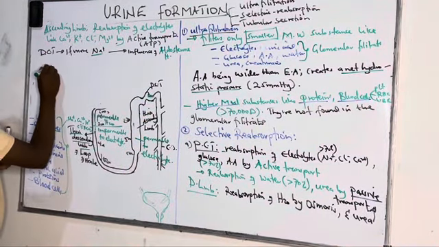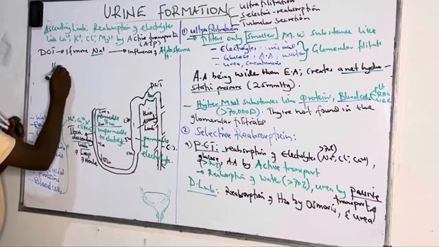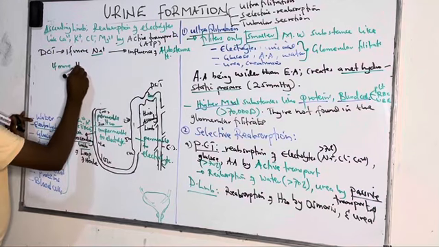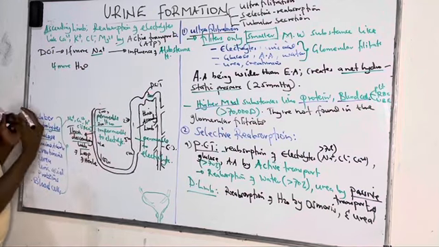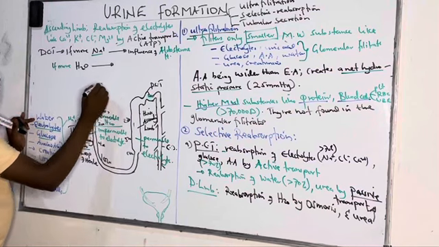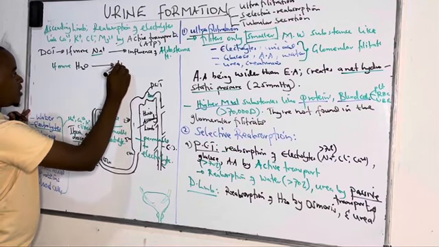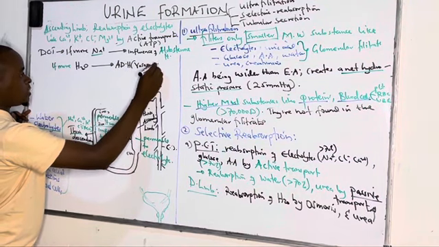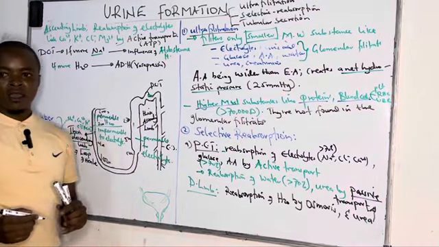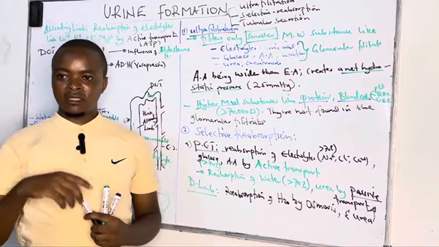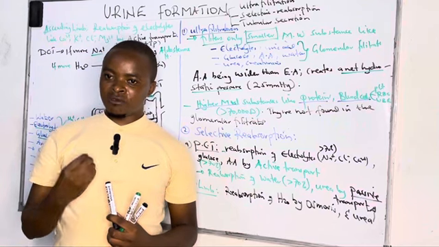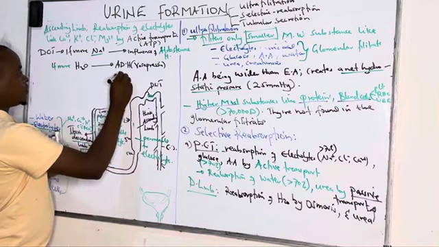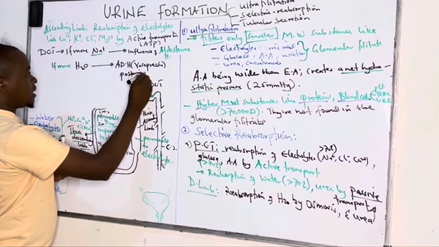The second one is that if more water is needed, if the body needs more water, it is also reabsorbed back into the body under the influence of ADH, what we call vasopressin. And this vasopressin hormone is produced by the hypothalamus. It is synthesized in the hypothalamus, secreted from the posterior pituitary gland. So it is stored in the posterior pituitary gland.